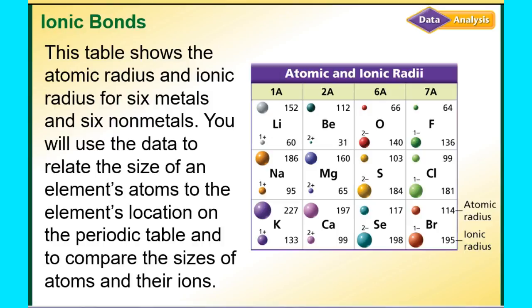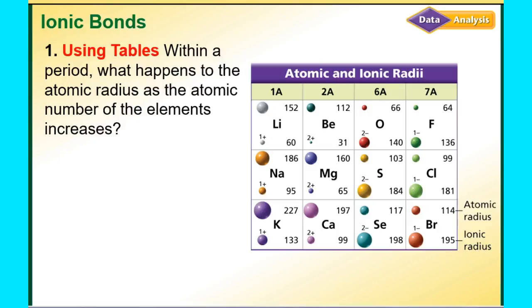This table shows the atomic radius and ionic radius for 6 metals and 6 nonmetals. You use the data to relate the size of an element's atoms to the element's location on the periodic table, and to compare the sizes of atoms and their ions.